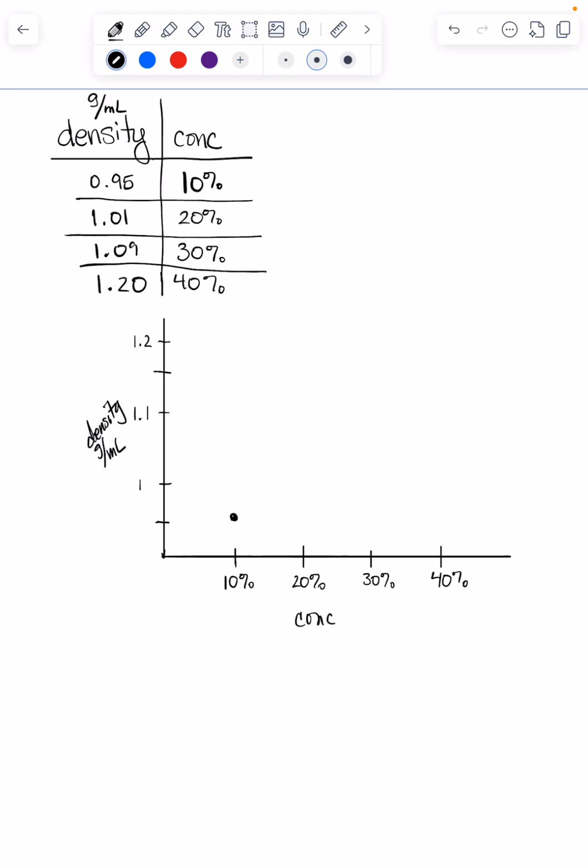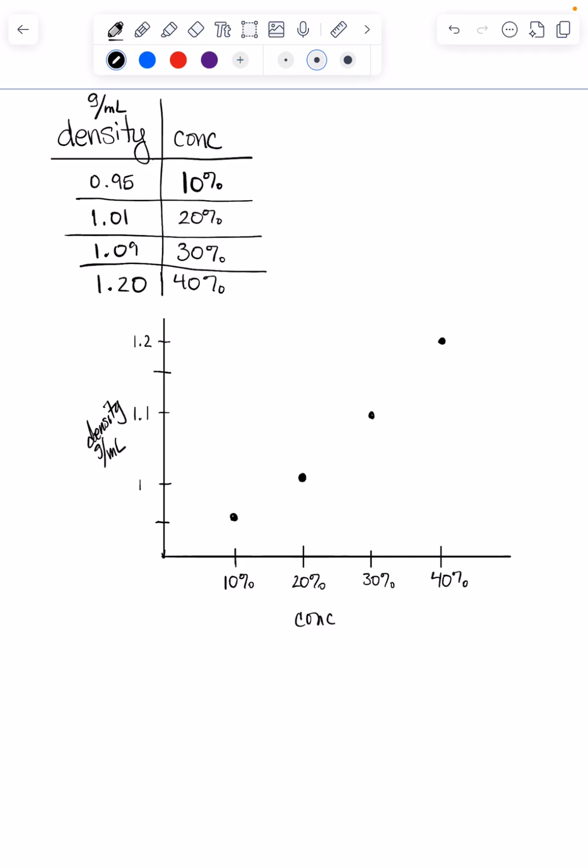20% is 1.01, so going here between 1 and 1.1, we're going to estimate where those marks would be. 1.01 is just a wee little bit above the 1. I'm going to make a mark. 30% is 1.09, so that's almost up to the 1.1 mark, and 40% is 1.2. So there is our data.